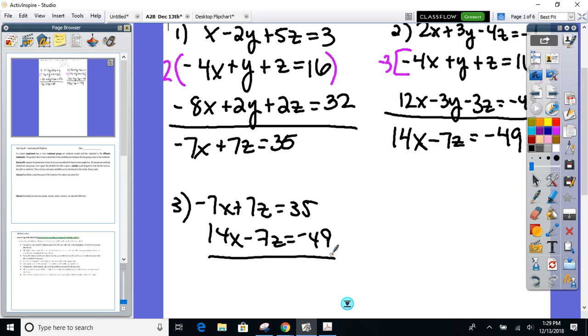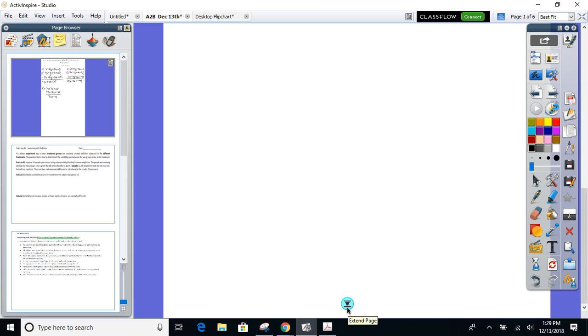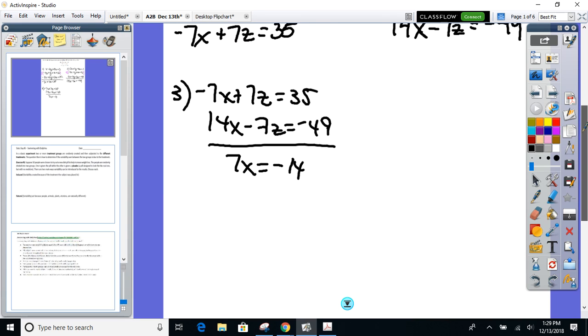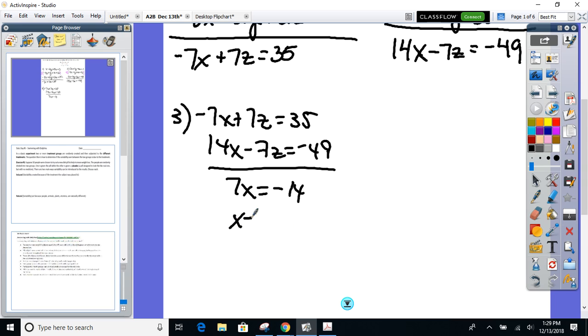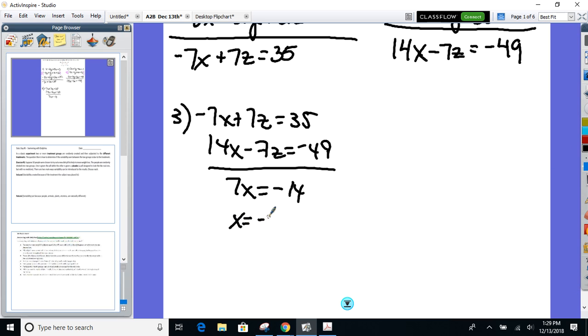Yep, z, so I'm left with how many x's? 7x equals, and then on my numbers, negative 14. Come on. So what's the value of x here? Negative 2. Okay, how can I find y? I'm not, sorry, not y, but I could go back and get z now.